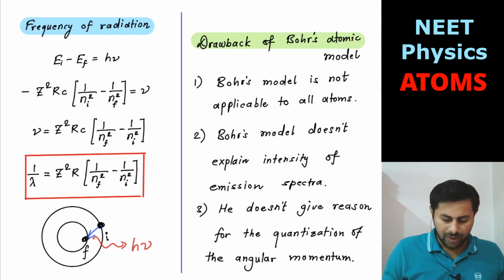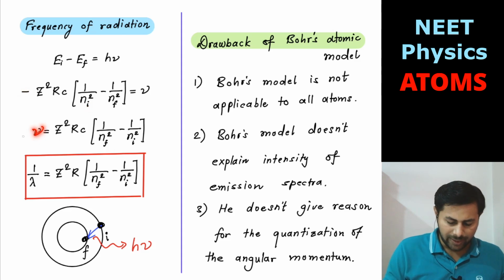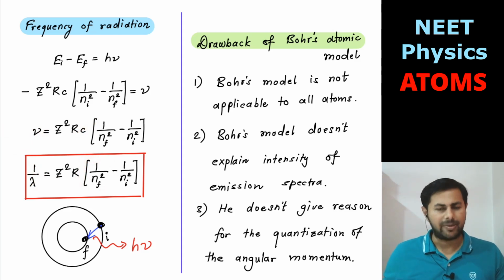Now this nu can be written as Z square times Rc times 1 by n_f square minus 1 by n_i square. The negative sign is absorbed in the bracket, and after that you can write nu is equal to c by lambda. If you use that, c and this c get cancelled out. So 1 by lambda is equal to Z square times R times 1 by n_f square minus 1 by n_i square.